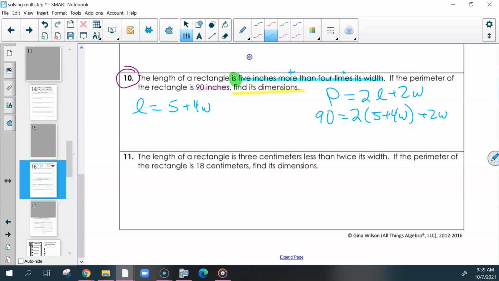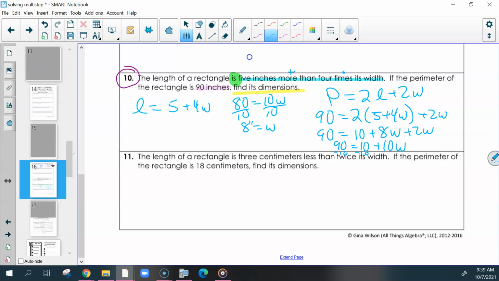So I have to distribute. We get 10 plus 8w. Combine my like terms. We get 10w. Subtract this 10 on both sides. And then divide. I put the shorter symbol for inches instead of writing IN, but either is fine.